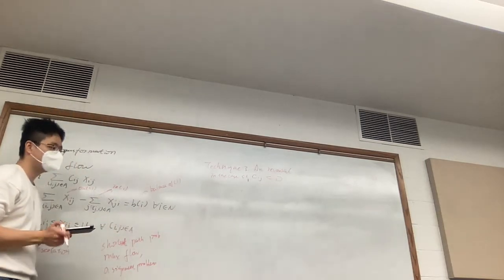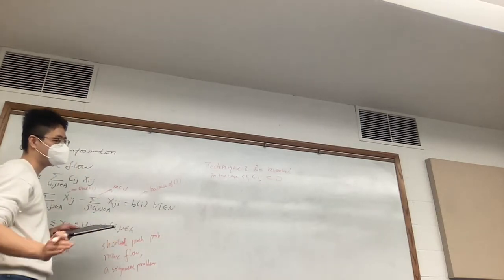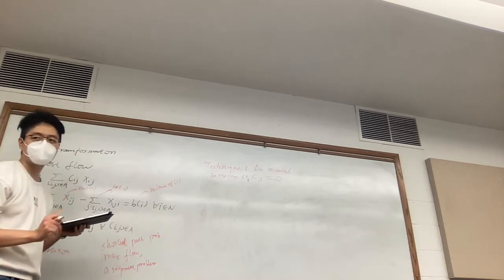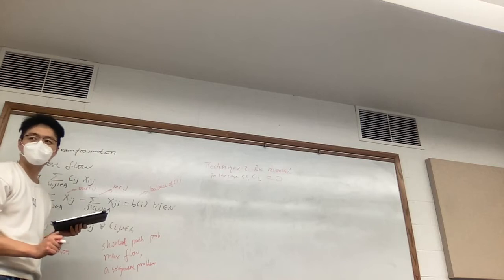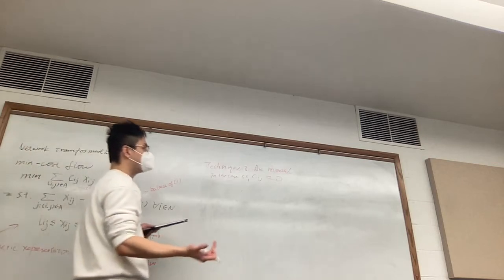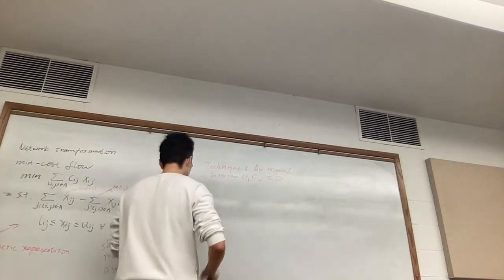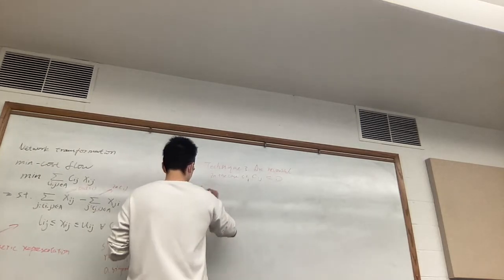This means that for the flow from i to j, the more flow is on i to j, the less cost you will encounter. So this is different from the original setting, where we assume Cij is greater than or equal to 0. So how to do this transformation?